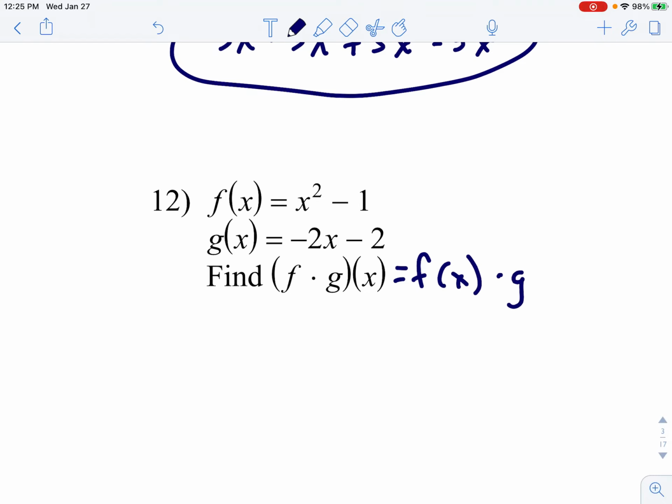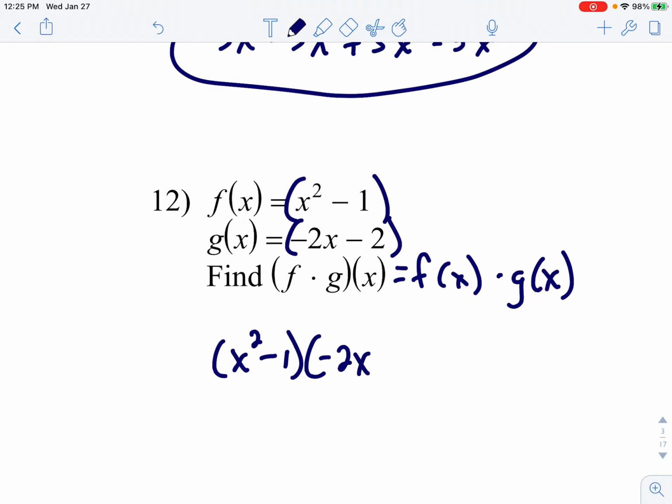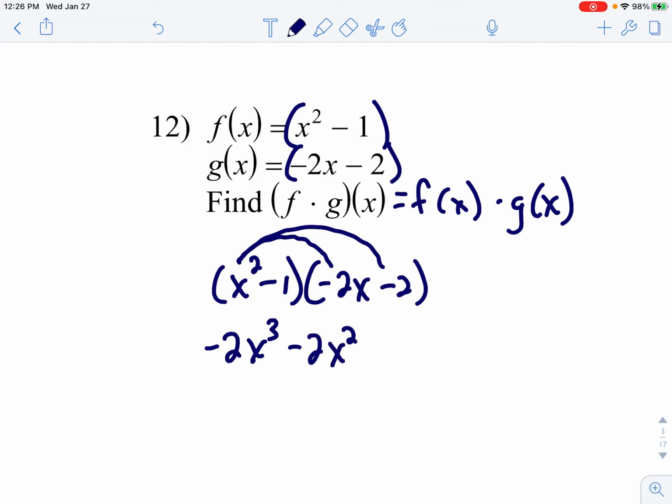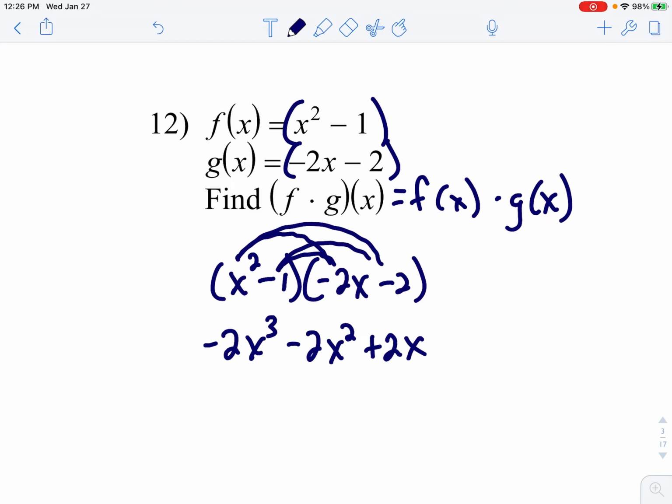F of x times g of x. First function times second function. And FOIL it together. So first, x squared times negative 2x is going to be negative 2x cubed. Outside, x squared times negative 2 is negative 2x squared. Inside, negative 1 times negative 2x is positive 2x, right? Negative 1 times negative 2 is positive 2. And then last, negative 1 times negative 2 is positive 2.